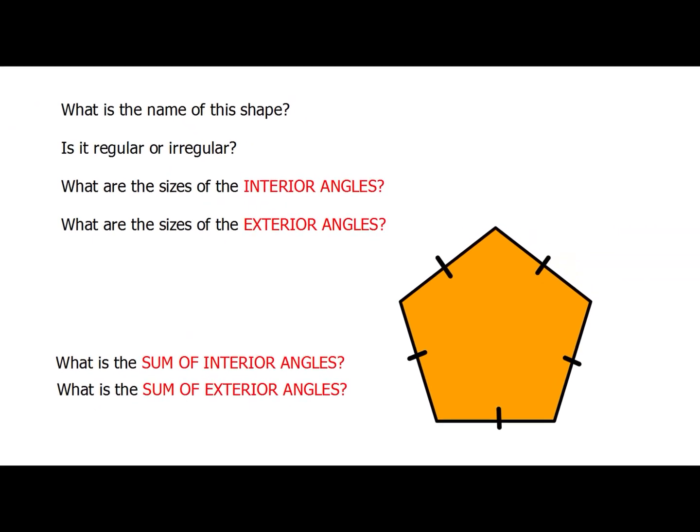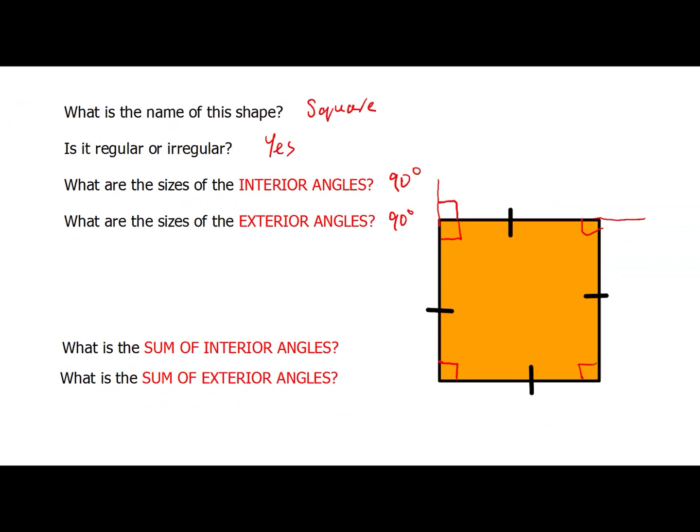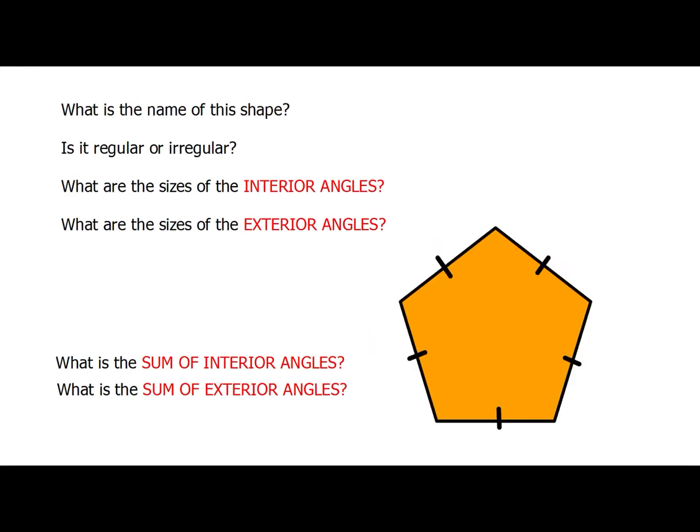And there are obviously 4 of them. Each of the exterior angles is 90 degrees. So if I add them up, the sum of the exterior angles is 360 degrees, but also, so is the sum of the interior angles. If I add them all together, 360 degrees, okay?